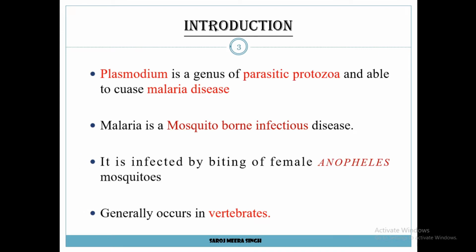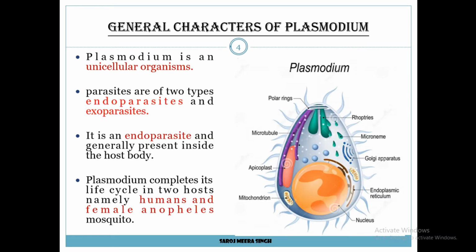Now come to the next slide, introduction of Plasmodium. Plasmodium is a genus of parasitic protozoa and is responsible for causing malaria disease. Malaria is a mosquito-borne infectious disease, transmitted by the female Anopheles mosquito. Over 60 species of the female Anopheles mosquito can cause malaria, and it generally occurs in vertebrates, especially in humans.